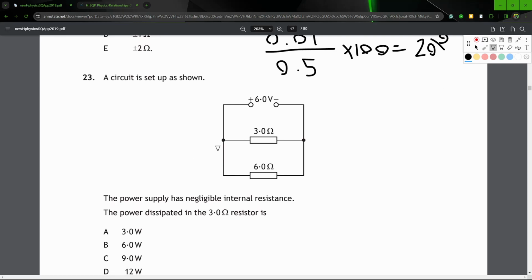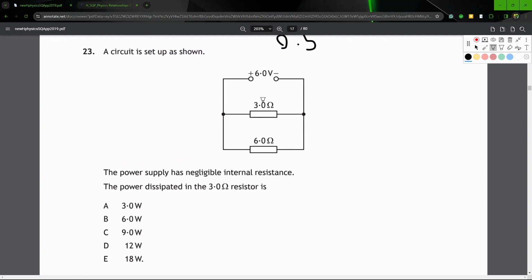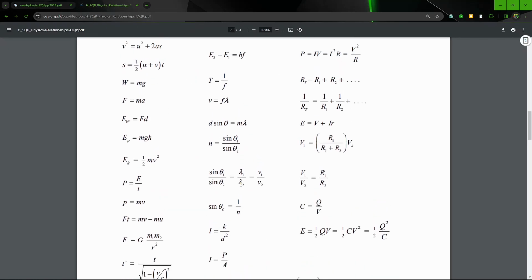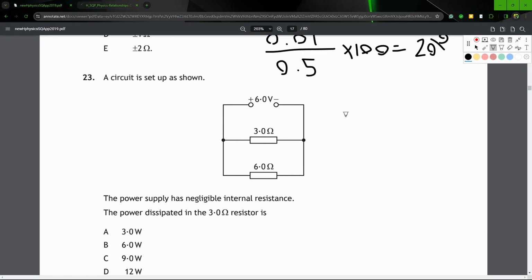23. A circuit is set up as shown. The power supply has negligible internal resistance. The power dissipated in the 3 ohm resistor is what? Well, I'm going to go over to our formula, and there will be a nice power thing. And power equals V squared over R. Well, we know R and we know V, so this seems like a winner.